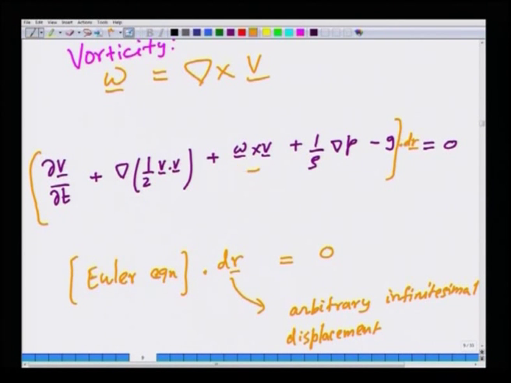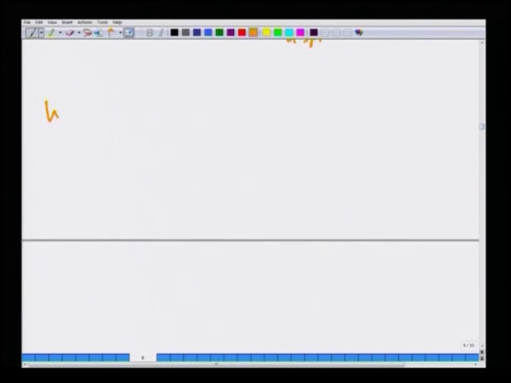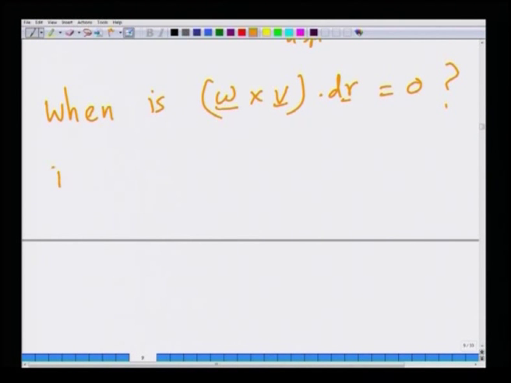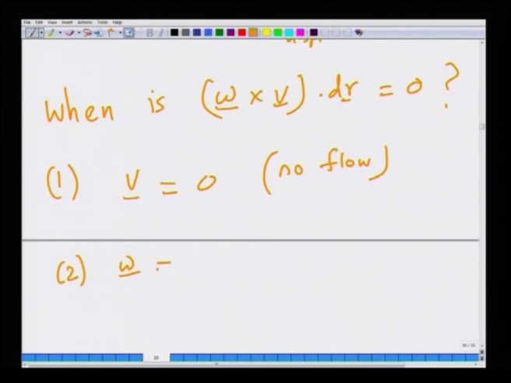In order to simplify this equation, I should somehow get this term omega cross V dot dr to 0. Okay, let us discuss the circumstances. When is omega cross V dot dr 0? The first thing you will say is, well, when V is 0 and there is no flow, that is a trivial case. So, we will not discuss this. Secondly, when omega is 0, such flows when the curl of velocity is 0, they are called irrotational flows.